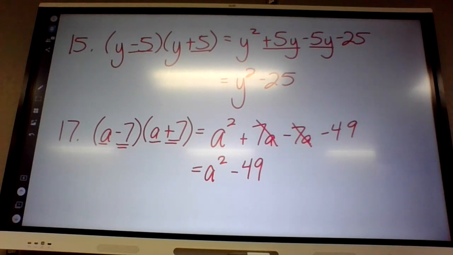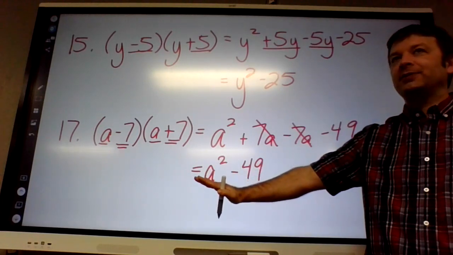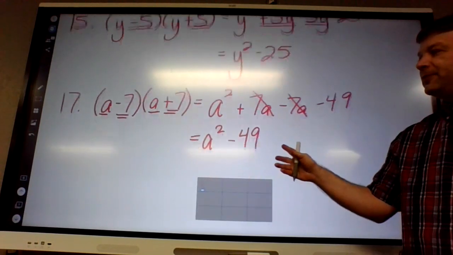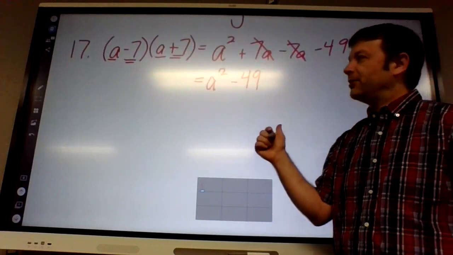Now, if you can recognize a conjugate, you could just do first and last, because that ends up being the answer. First and last. The outside and inside cancel out. But if you're not sure, just do the whole FOIL. Make sure you get it right.